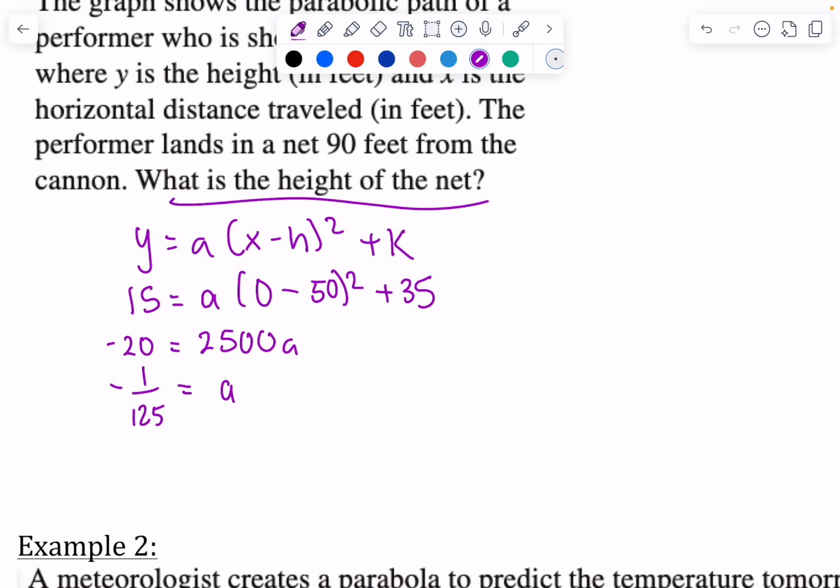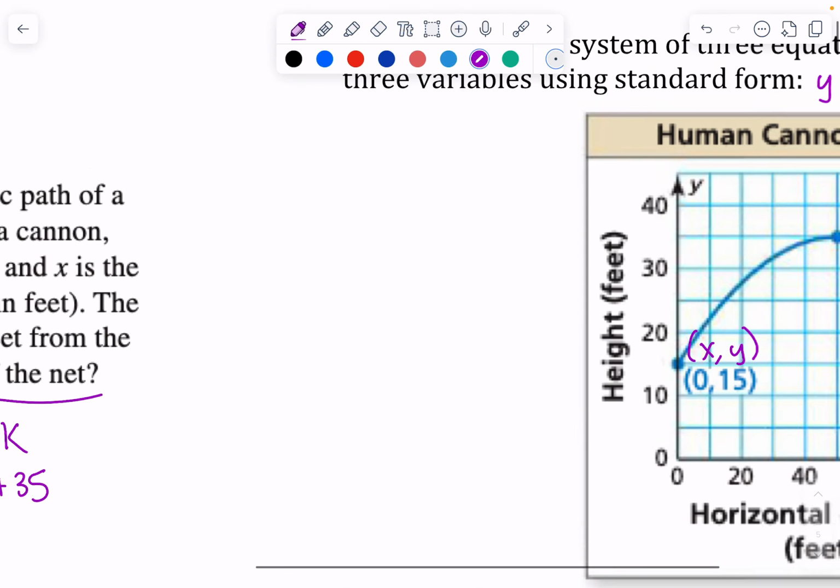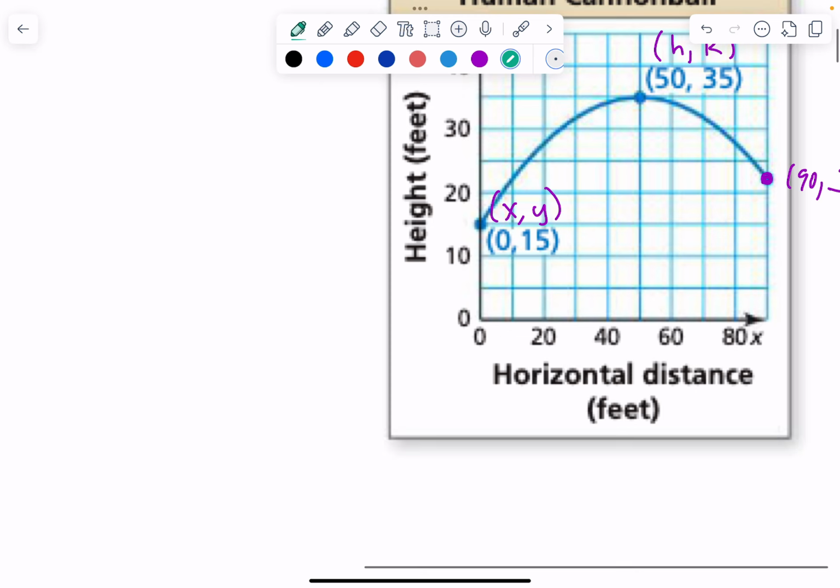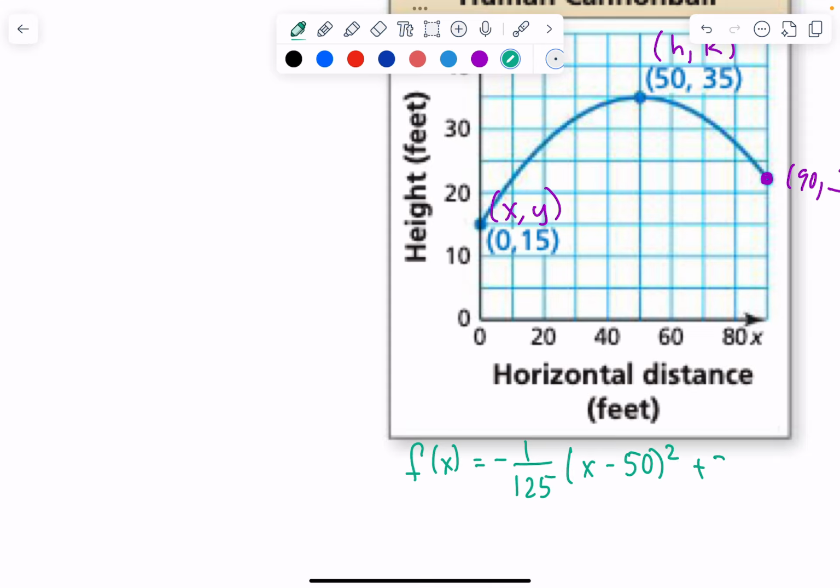Okay, so now that I have my a, h, and k values, I can write the rule that represents this function. What is the rule that represents this function? I'll put it here at the bottom. It is f of x equals negative 1 over 125 times (x minus 50) squared plus 35.